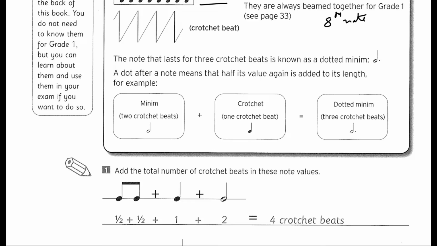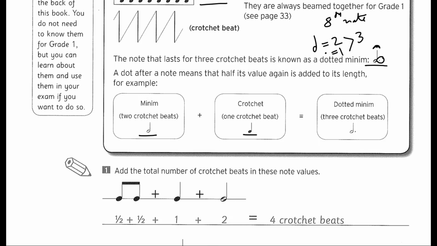The note that lasts for 3 crotchet beats is dotted minim. Okay, dotted minim. So dot means whenever you see this dot, this means you add the half value of the note on which it has been put. So you can see this minim is for 2 beats. So if you put a dot with that, half of 2 is your 1. So these two make your 3 beats. So you show here. Okay.